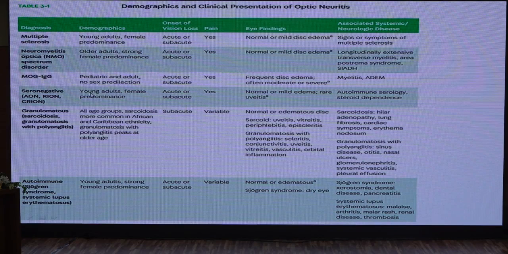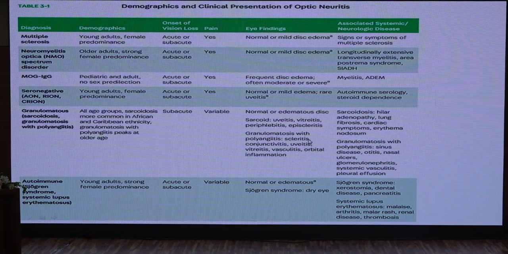Again, they have a female predominance with normal or mild edema, and autoimmune serology in these patients should be ruled out. Now, other inflammatory causes of optic neuritis are granulomatous diseases, which are sarcoidosis and granulomatosis with polyangiitis, which is Wegener's granulomatosis. All these patients have variable eye findings. In sarcoidosis, you can see accompanying uveitis, vitritis, periphlebitis, episcleritis. In Wegener's disease, you can see scleritis, conjunctivitis, uveitis, vitritis, vasculitis, and orbital inflammation.